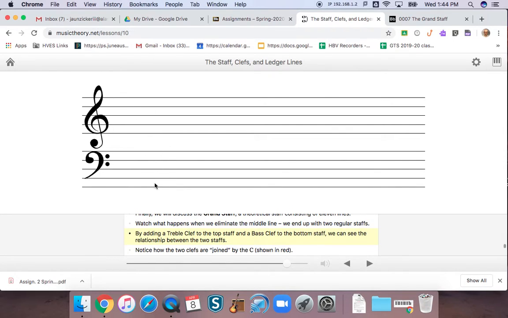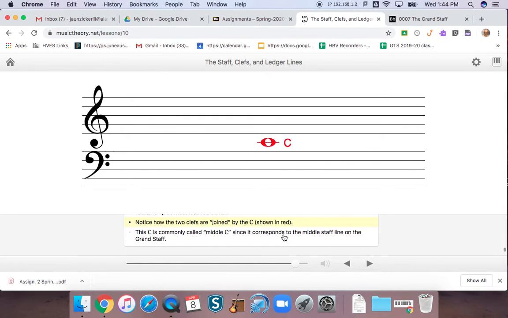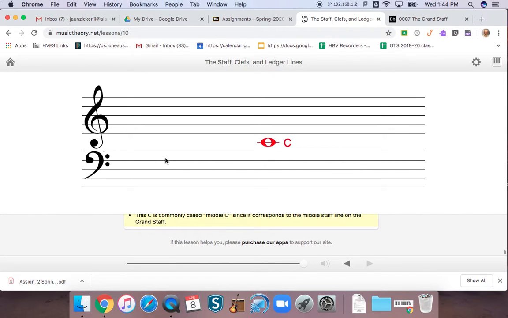So a piano player would see both of these at the same time. And then we just put a ledger line in the middle. And that note happens to be C. And that's a really important note. You might have heard the term middle C, that's our middle C. It's in the middle of both staffs, in between the higher note staff and the lower note staff. It corresponds to the middle staff line on the grand staff. All right, so that's a basic run through of the staff, clefs, and ledger lines, and you can always rewind this video and watch the part again.